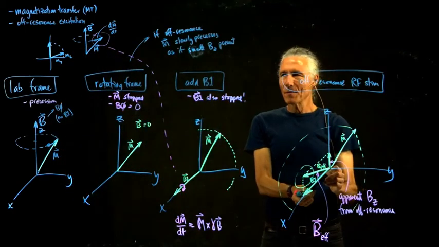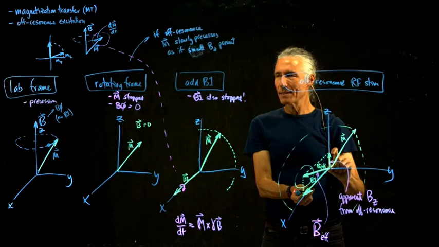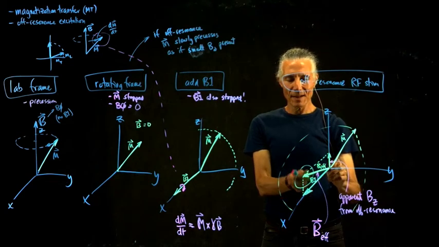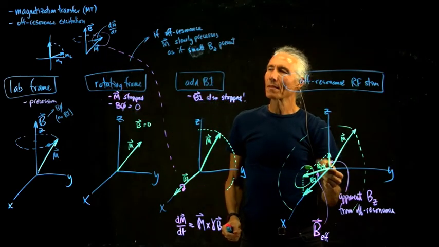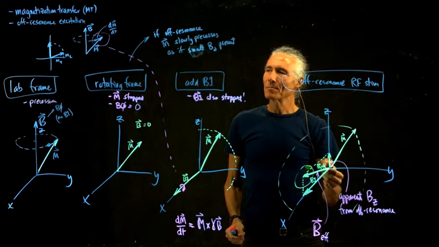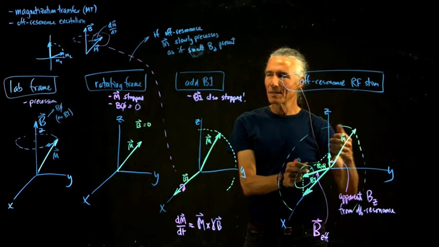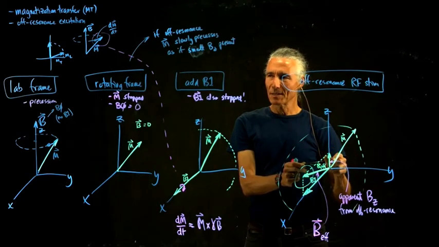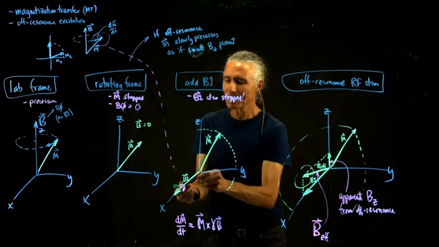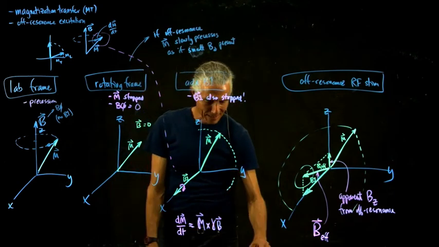So we've got the B1 field, and then we have a fake BZ because we were off resonance, and that causes the effective B field, same as this guy, to tilt up. And then as a result of that, when we do our RF stimulation, we're going to get a different precession plane than we would if we were just precessing around the B1 by itself. So that's the off resonance idea.